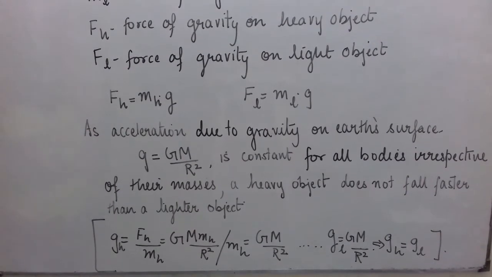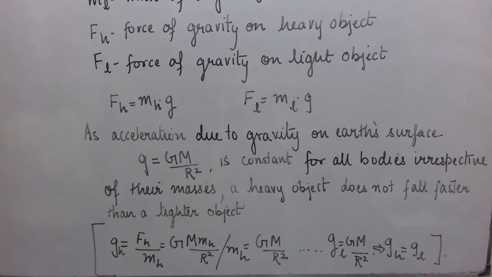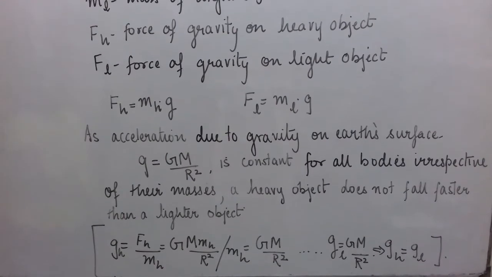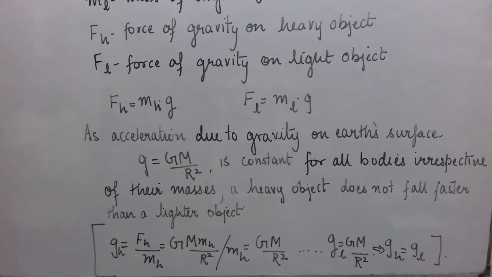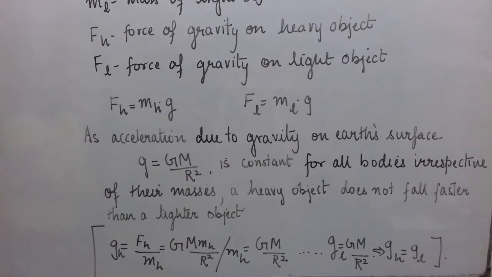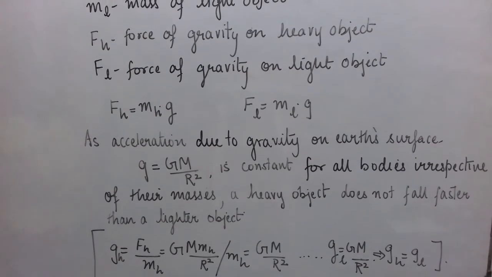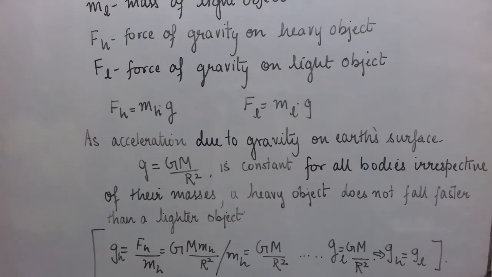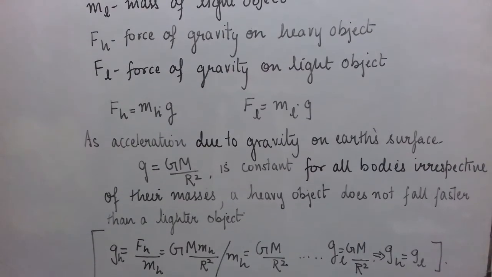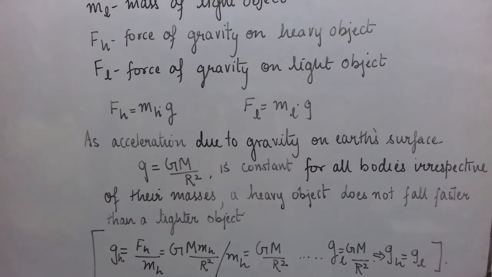But at the bottom, in the brackets, I have given an explanation which you don't need to write in your answer. It is for your understanding. What I have done, I have taken gh. Let us assume that the acceleration due to gravity is different for both the bodies. Now from the equation Fh is equal to mh into gh, gh will be Fh upon mh. Now put the value of Fh from Newton's universal law of gravitation, that is capital G capital M into small mh divided by capital R square.